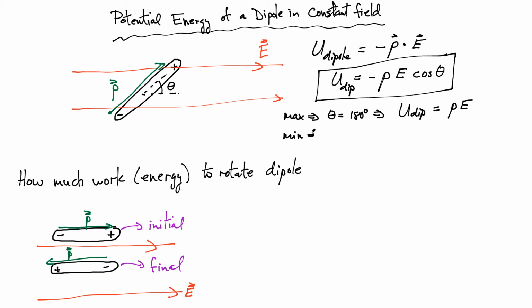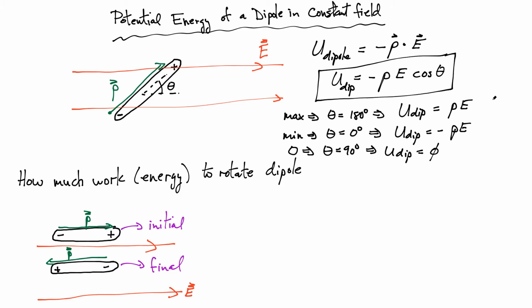We get a minimum value of the potential energy when the angle theta is equal to 0. In that case, that's when the dipole moment is aligned with the electric field. In that case, you have a minimum potential energy. And the energy of the dipole in this case is minus PE. Okay, there's a case where the potential energy is equal to 0. Right? The potential energy equals 0 when the angle is 90 degrees. So 0 is when our angle theta equals 90 degrees. The potential energy of the dipole is equal to 0.